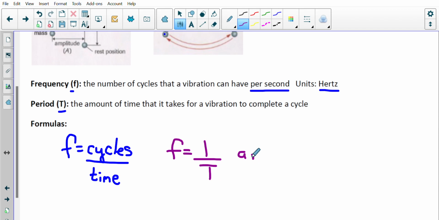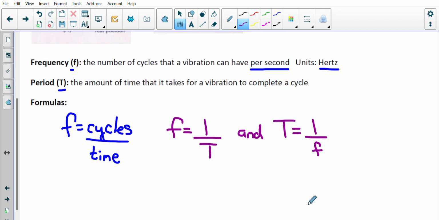And the same is true for the period, where we can find the period, how long it takes to complete one cycle, by taking 1 and dividing by the frequency. All right, so there are 3 formulas for us today. We're going to have another one coming up, though.